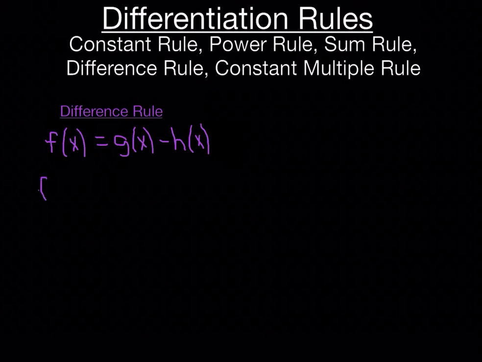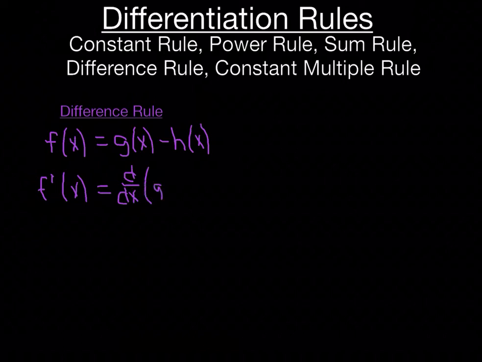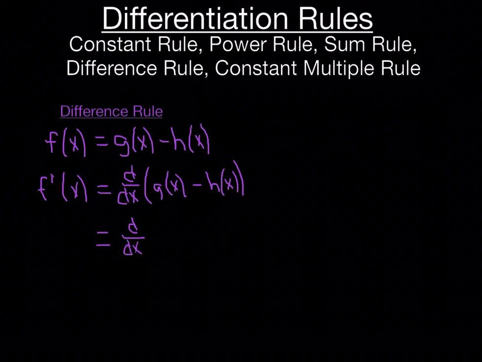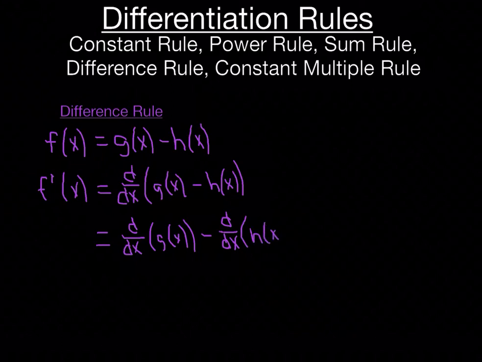So if I want to find the derivative of f of x, or I can rewrite it as d over dx of g of x minus h of x, then you just split it up and find the derivative of the first function, g of x, and subtract from that the derivative of the second function, which is h of x. So almost identical to the sum rule, you just put a subtraction sign instead of an addition sign.